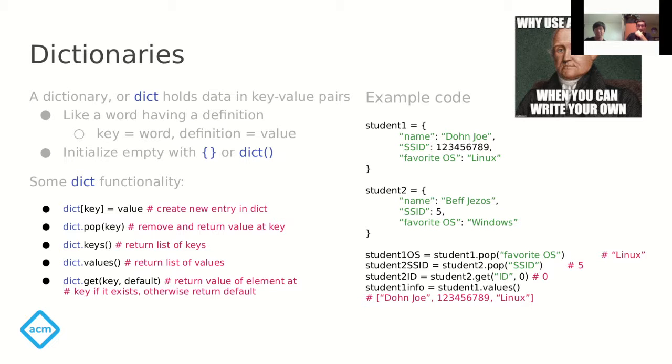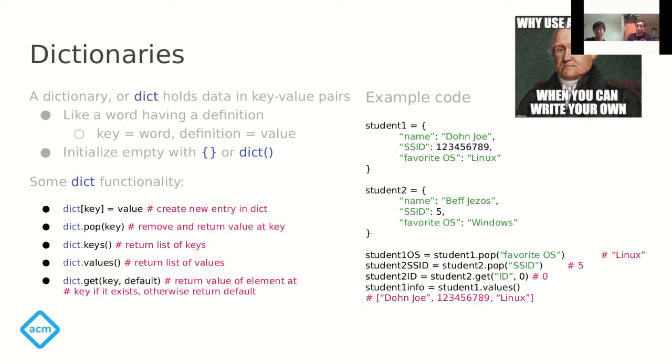But anyways, these are two dicts here, and the keys are name, SSID, and favorite OS, and the values are Don Joe, this number, and Linux. So here's some functionality we can use with these two students. We can pop the key favorite OS from student 1, and we'll get the value Linux. Likewise, we can pop the SSID value from student 2 and get the number 5.